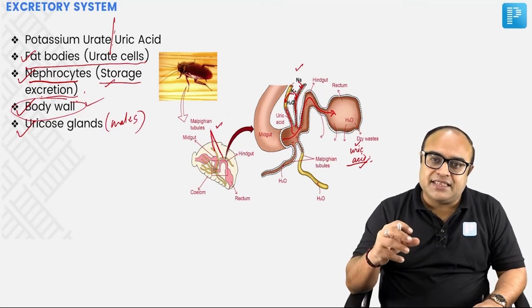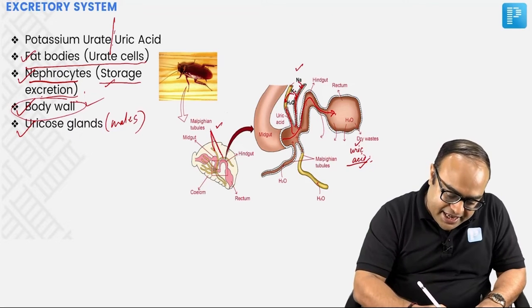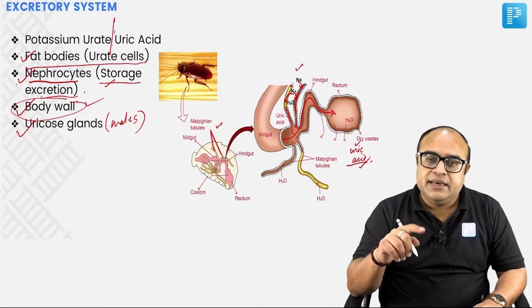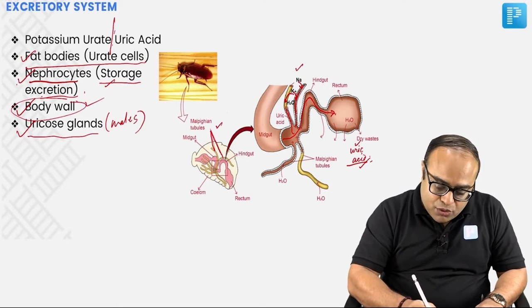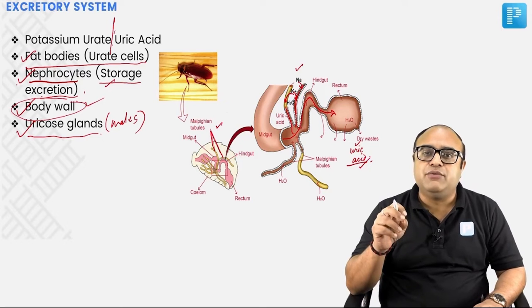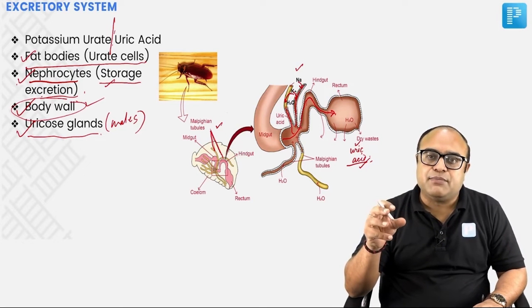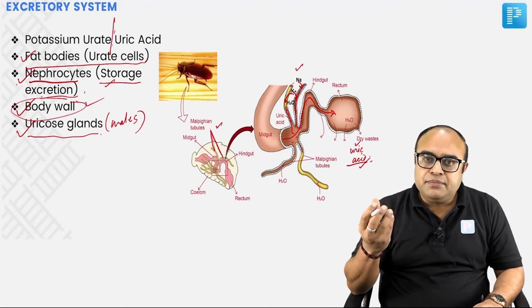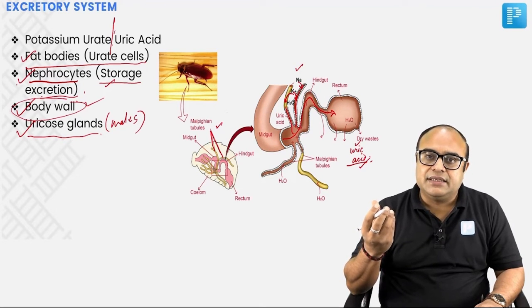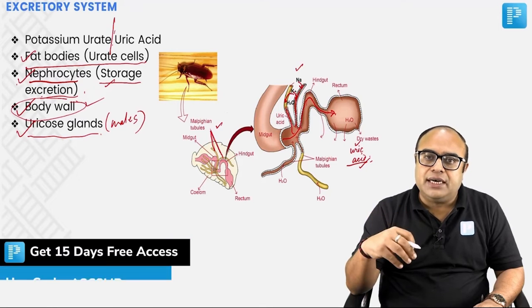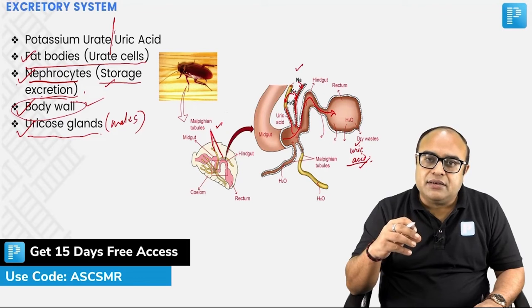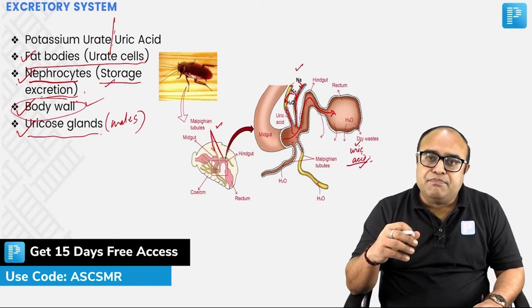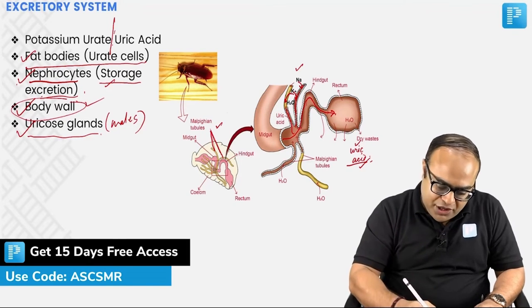So, this is a storage excretion phenomenon which is taken up by the nephrocytes in the cockroach. And body wall, I have told you, uricose glands only in males. Actually, when you study the reproductive system of the cockroach, you have some glands which are known as utricular glands. They have long and short tubules. On the tip of the long tubules, which are known as utriculus majorus, these uricose glands are present.